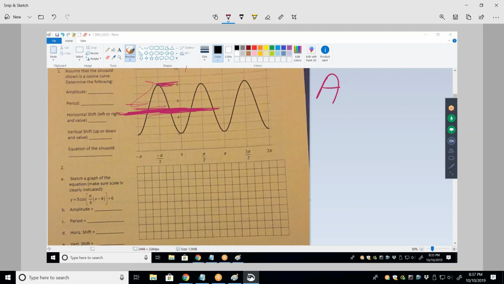So A equals 3, which in this case is the high minus the low divided by 2, right? In other words, you can always figure out what it is by looking at the graph, knowing what the amplitude is, and then figuring out if it's the sum or the difference. Well, in this case, it's the difference. It's 8 minus 2 divided by 2. That gives you 3. Well, what is the vertical shift?